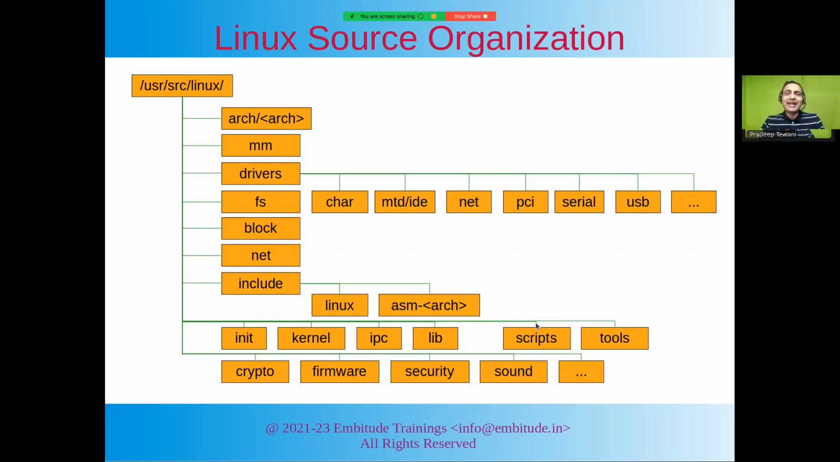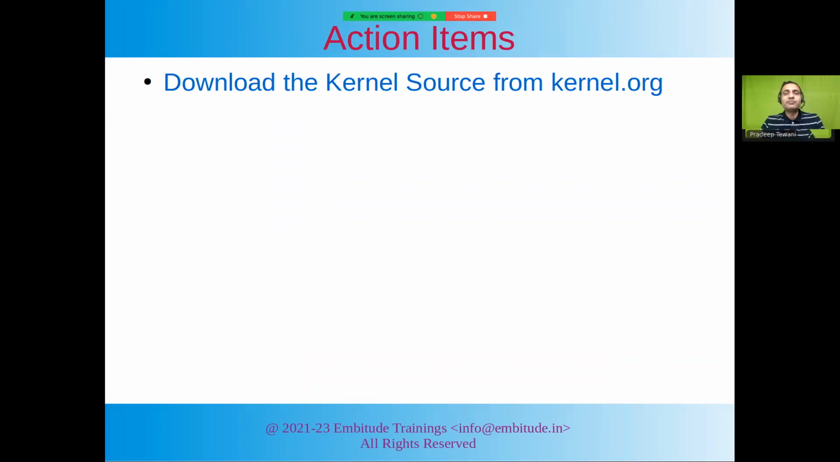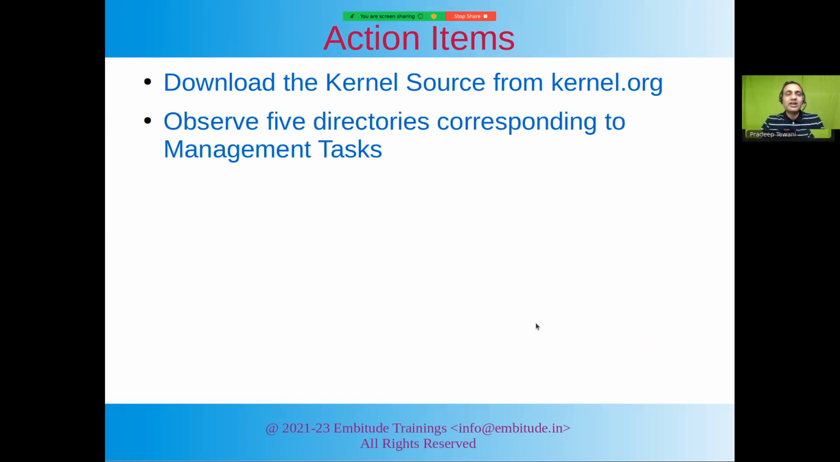And now it's time to take the actions. So what I want you to do here are the action items. First, download the kernel source from kernel.org. You need to go to the website kernel.org, download the source code, and observe these five directories. That means corresponding to the management tasks, the arch, the fs, then the block, net, and all those things, basically I want you to observe.